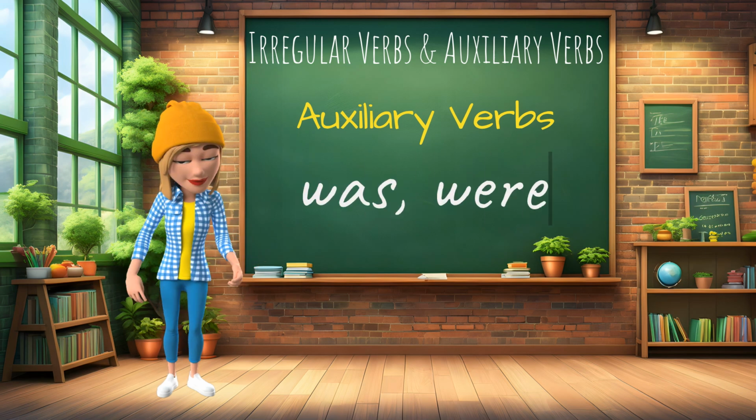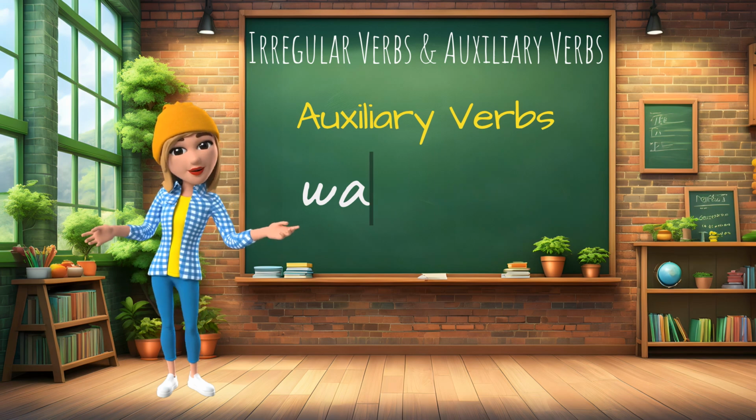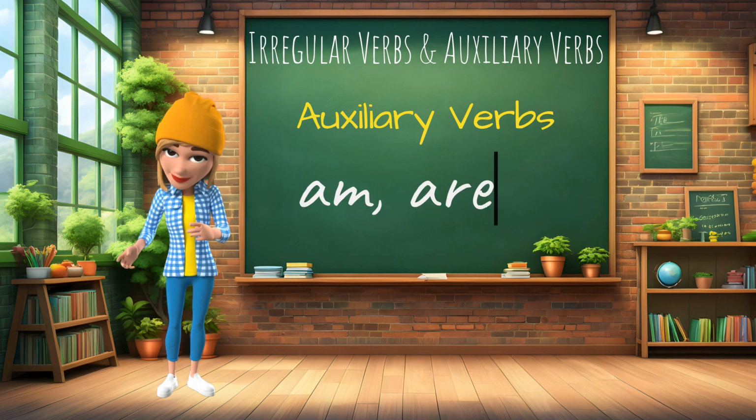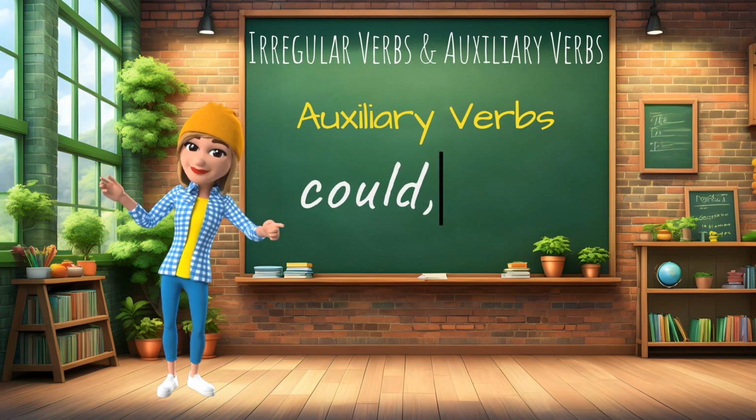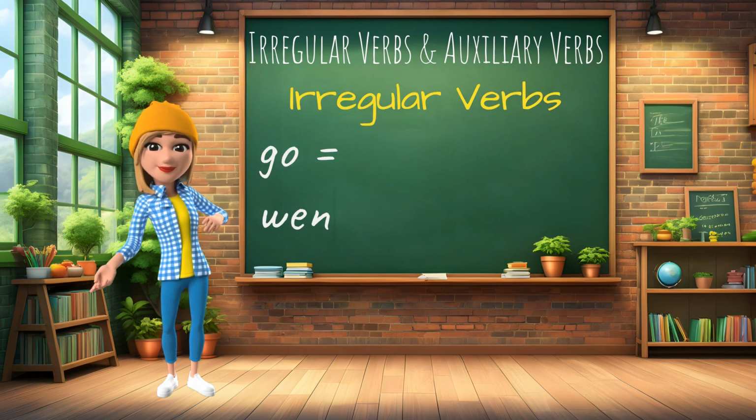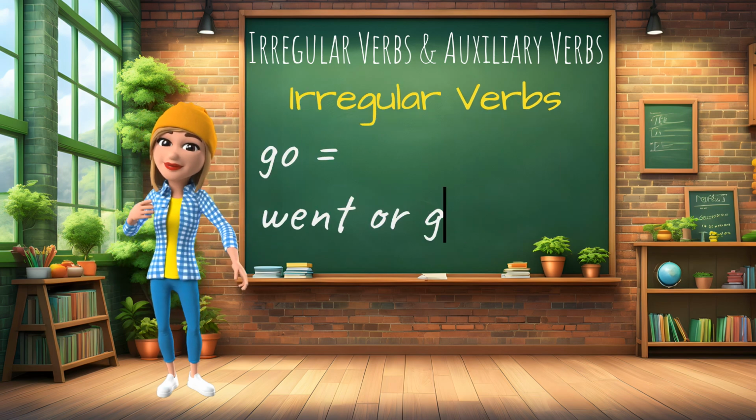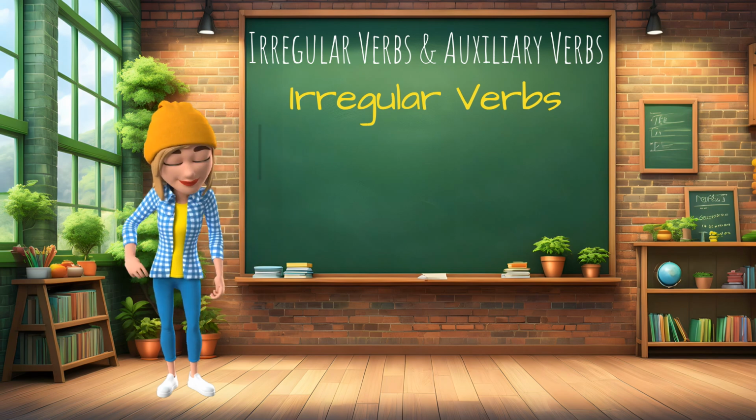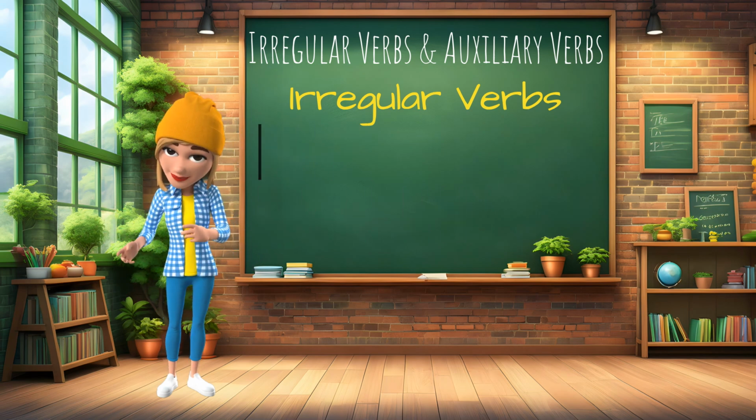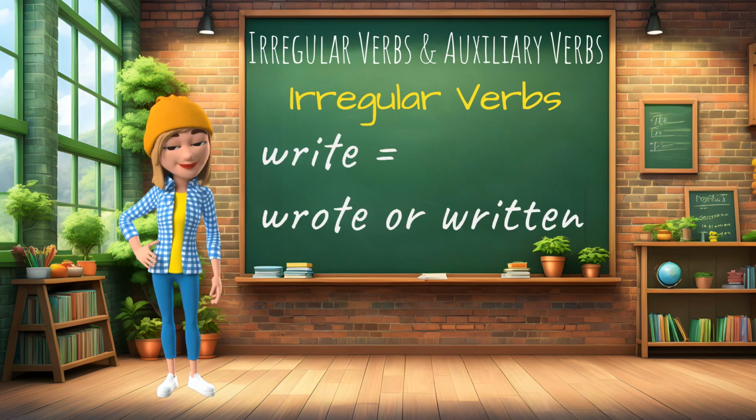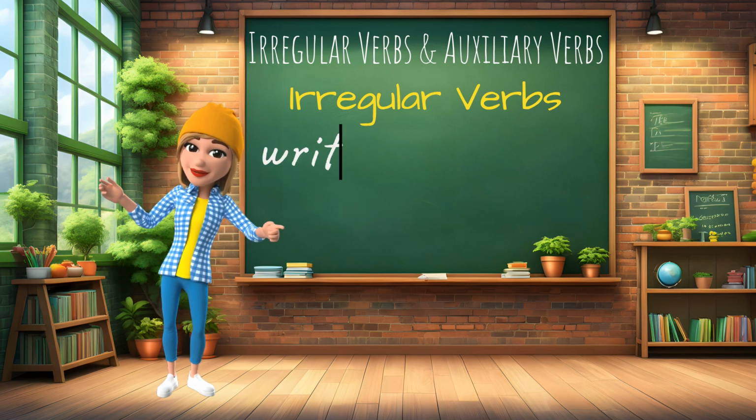Auxiliary verbs, also known as helping verbs, are used alongside main verbs to form different tenses, moods, voices, or to express necessity, possibility, or permission. Irregular verbs are verbs that do not follow the standard pattern of adding -ed to form their past tense and past participle forms. They use a whole new word instead, like these examples on the board.